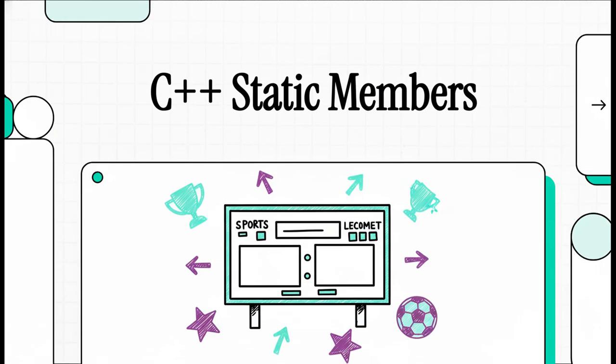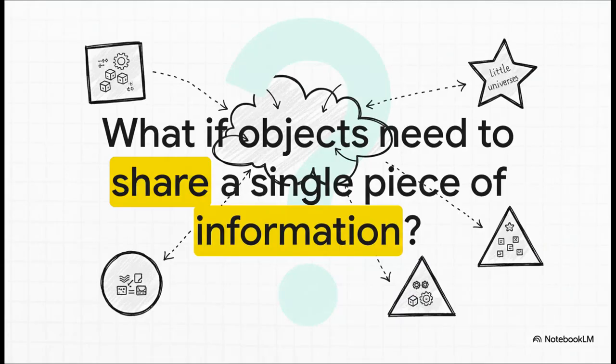Today, we're going to demystify a really core concept in C++. We're talking static members. Think of it like a central scoreboard for an entire class, and that's the kind of power we're unlocking. All right, let's kick things off with a classic programming puzzle.